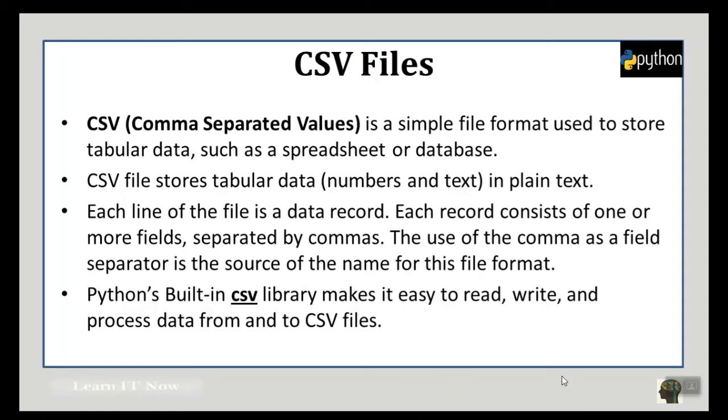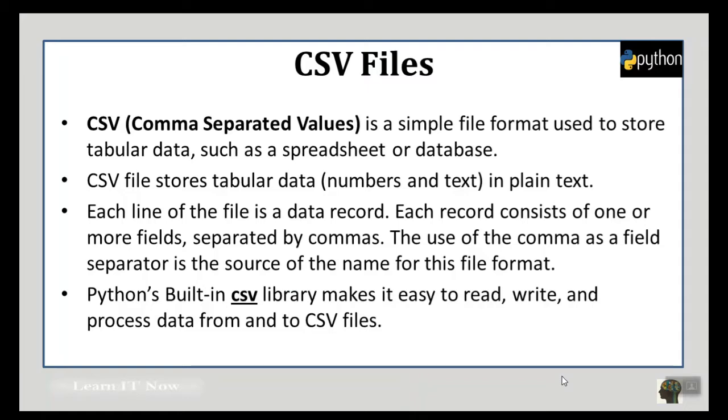It just resembles Microsoft Excel. A CSV file stores tabular data in plain text. There are no tables, but the texts are there and it can resemble the tabular data. Each line of the file is a data record. Each record consists of one or more fields separated by comma or any delimiter which the user designates.